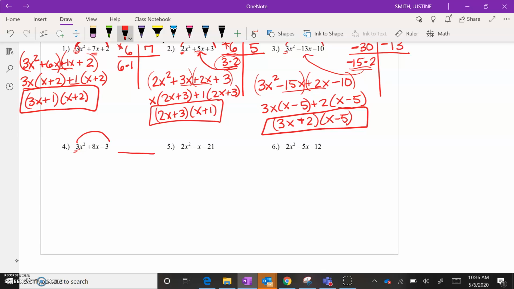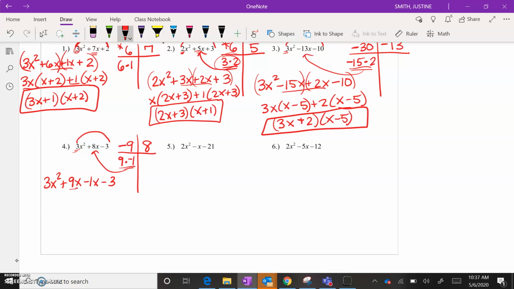All right, so again, here we're going to want these to multiply to negative 9 and add to 8. Okay, so that would give me 9 and a negative 1. So I'm going to take that and just plug it in for my 8x. So 3x squared plus 9x minus 1x minus 3.